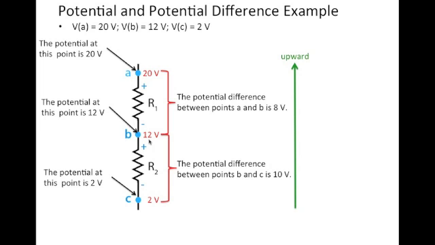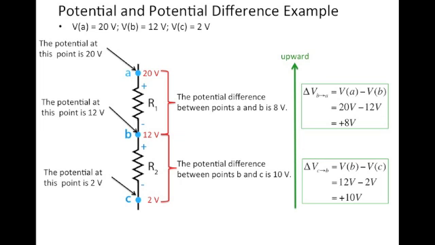Now we can move upward, right? We can go from point C to point B to point A, and in this case everything is reversed. We can talk about the change in potential going from C to B, in which case that's going to be the potential at B minus the potential at C. That would be 12 volts minus 2 volts, or the change in potential is plus 10 volts. Right? What that means is the potential at B is 10 volts higher than the potential at C. We can do the same thing going from B to A, and we see the change in potential is plus 8 volts, which means the potential at A is 8 volts higher than the potential at B.